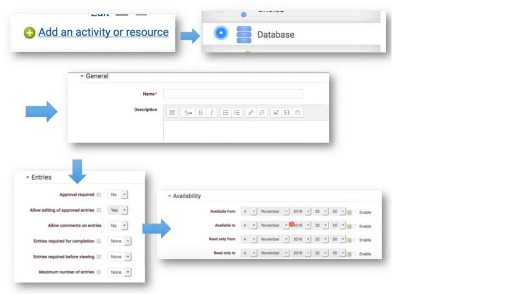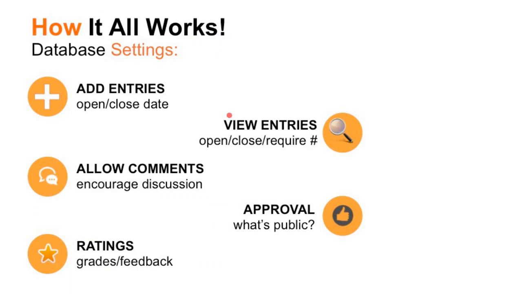So they cannot add any more new information. Read only from, which means it becomes only viewable. So you can make it viewable from a certain date and time, and read only till a certain date and time. So then after that, it goes away, or, what have you. So you can make those decisions. Okay, so adding the entries and viewing the entries.